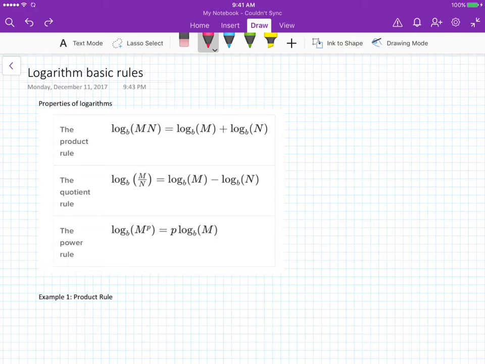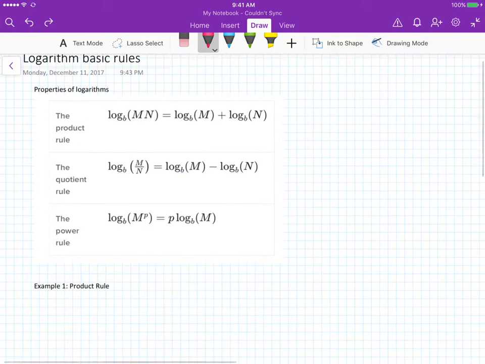Hey guys, so today what we're going to do is just really quickly go over the three basic properties of logarithms and how to use them. So here are the three properties of logarithms.